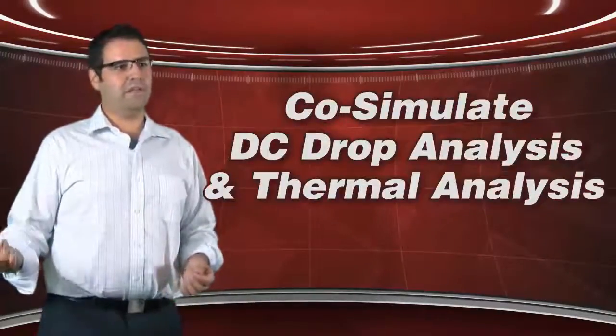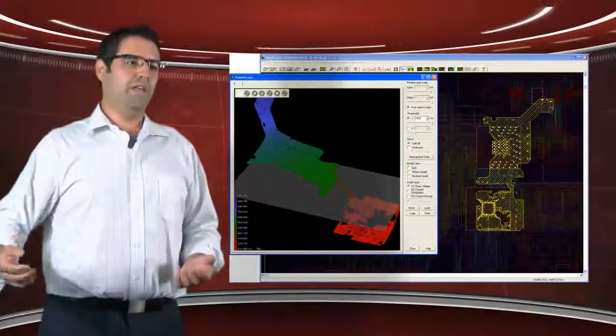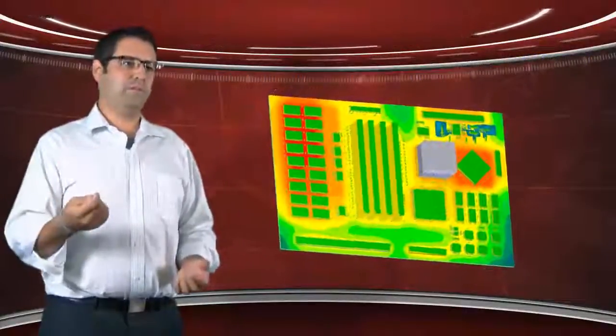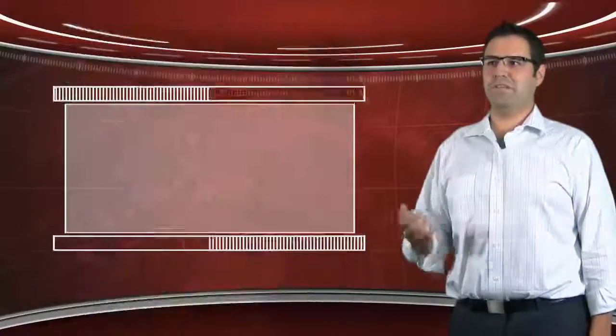One of the new capabilities in Hyperlinks is the ability to do a co-simulation between our DC drop analysis and our thermal analysis. So what happens is we run through a DC analysis, determine how much voltage drop occurs, what the current densities look like, and then run through a thermal simulation. From that, we can determine how much increase in resistivity occurs because of the thermal behavior on the copper.